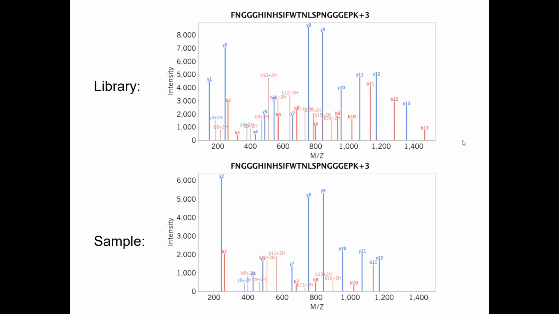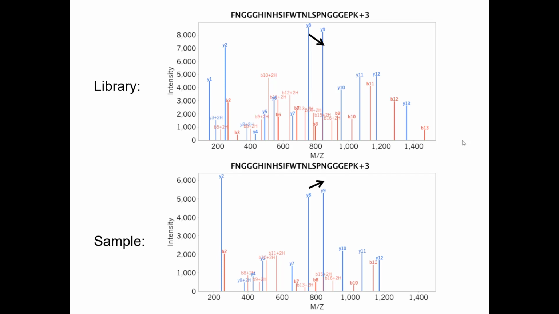One thing, let's think about this a little bit and about what this sort of data looks like. Here I see in the library spectrum Y8 and Y9. Y8 is higher than Y9, right? But in my sample, Y8 is lower than Y9. Why is that? Collision energy. It's definitely possibly the collision energy.